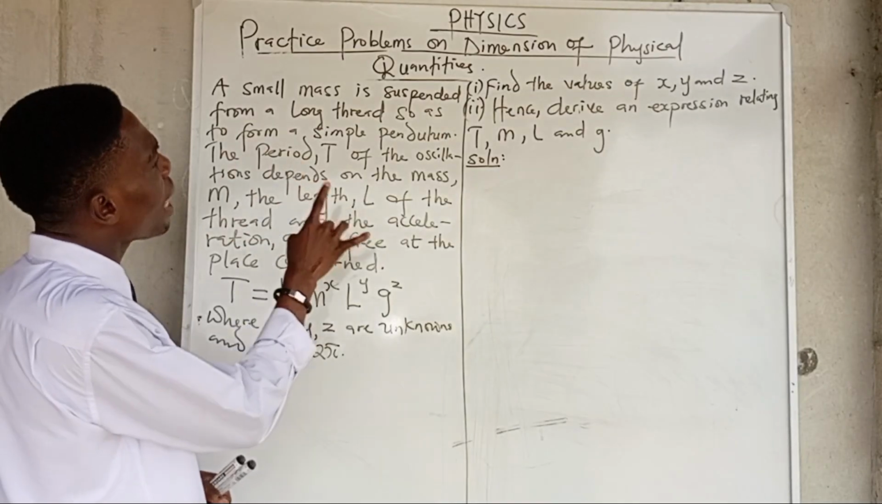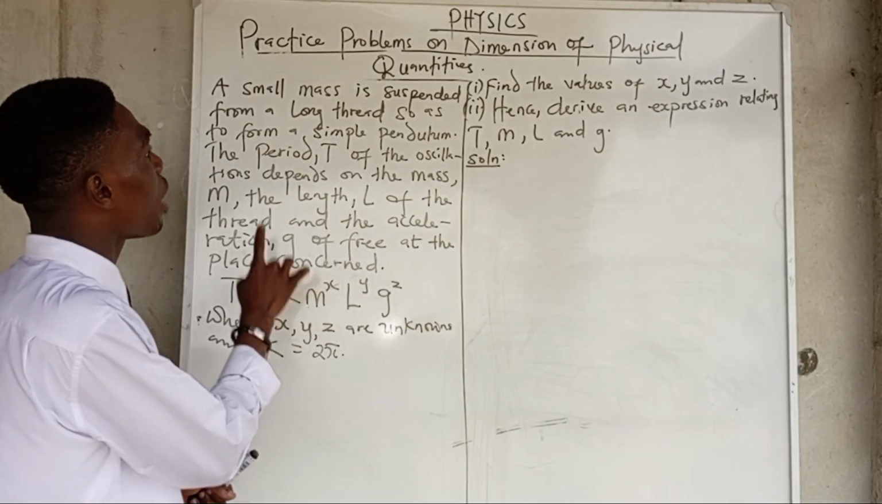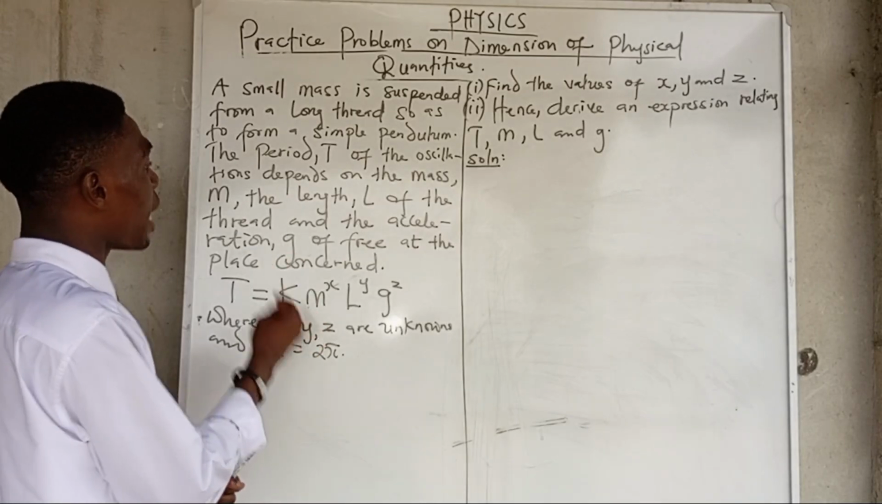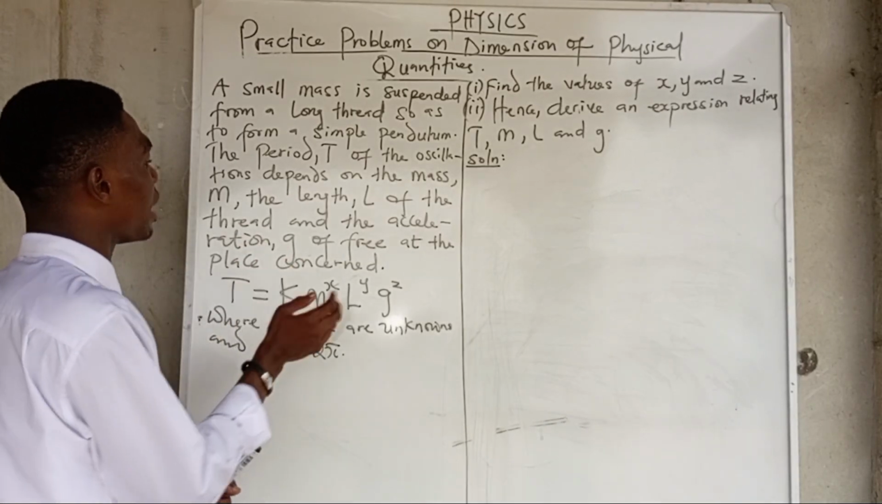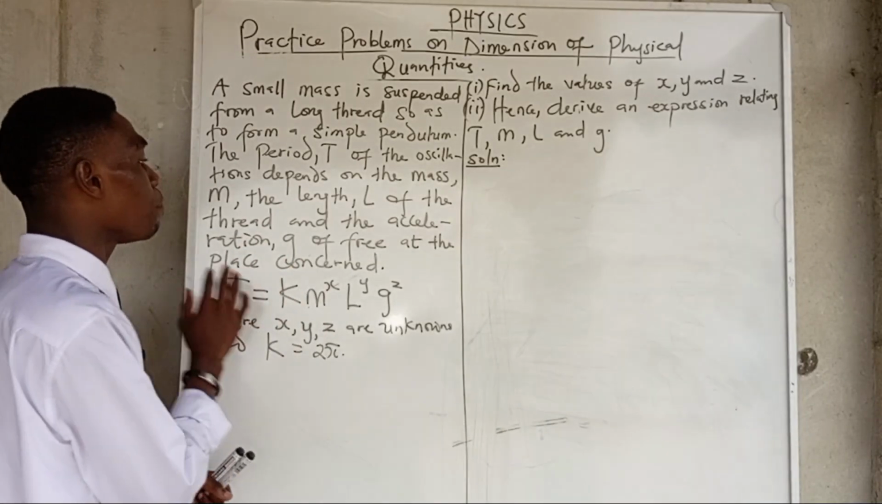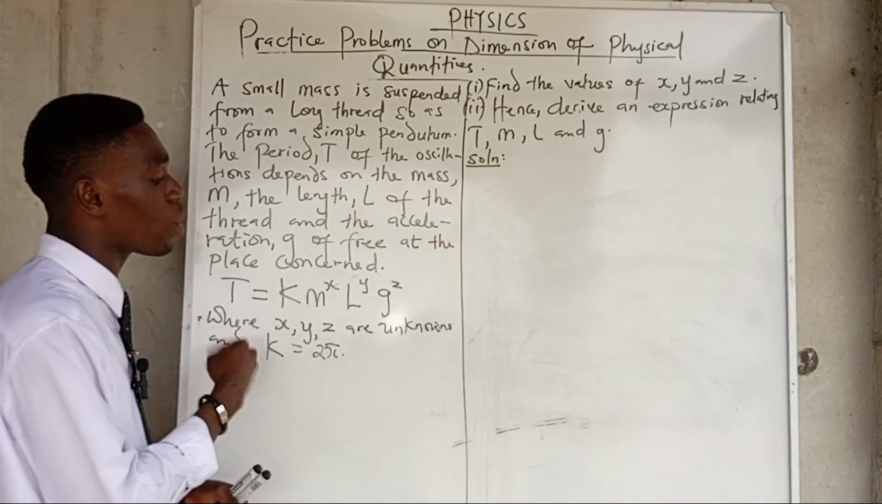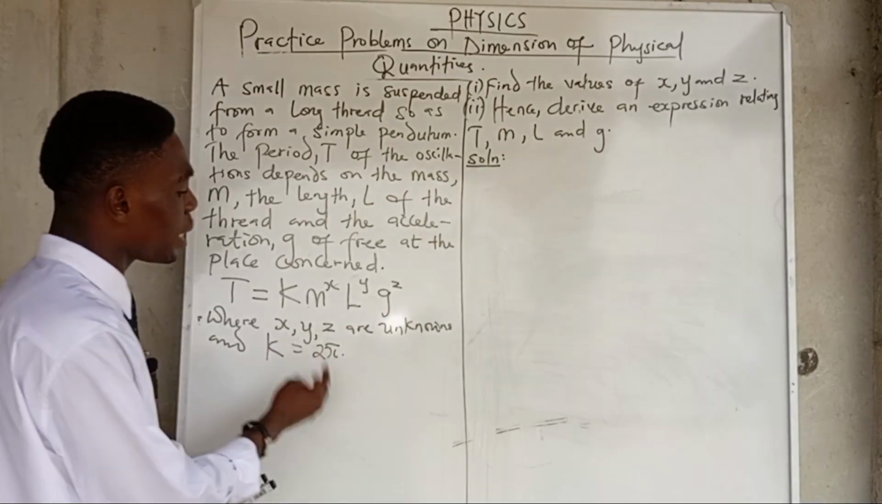Alright, a small mass is suspended from a long thread so as to form a simple pendulum. The period T of the oscillation depends on the mass m, the length l of the thread, and the acceleration g of free fall at the place concerned. We are given this equation and we are told that x, y, and z are unknowns and k is equal to 2 pi.